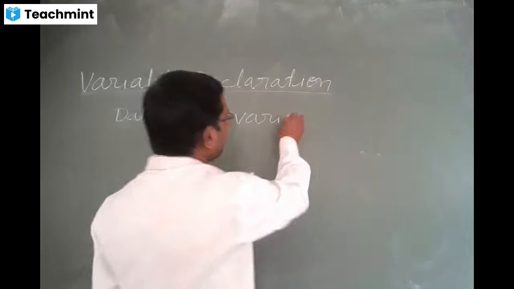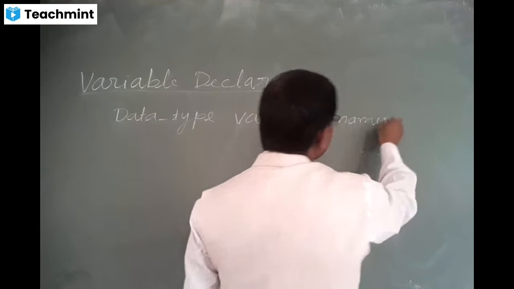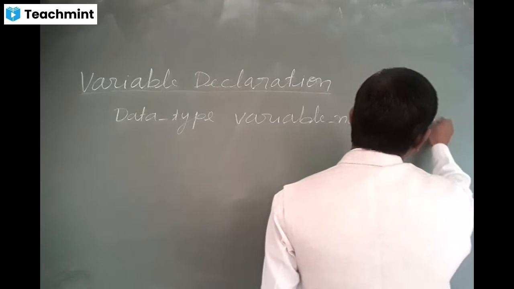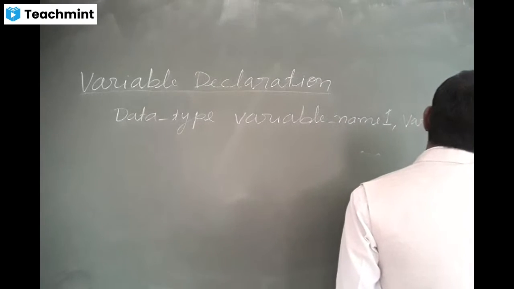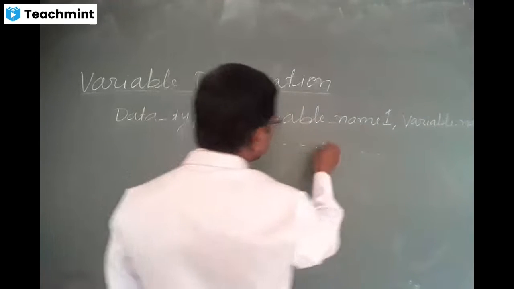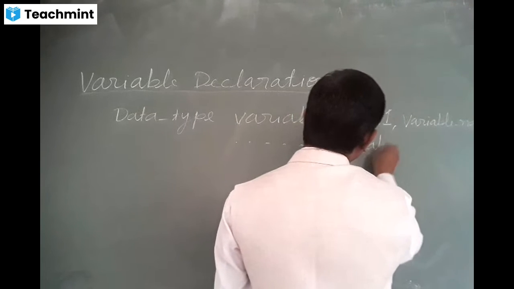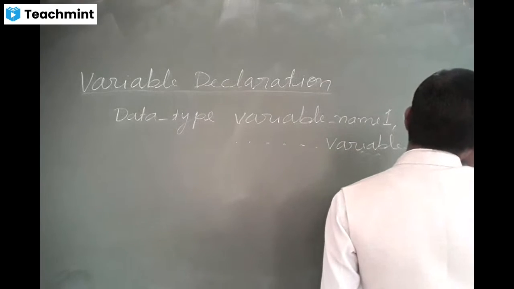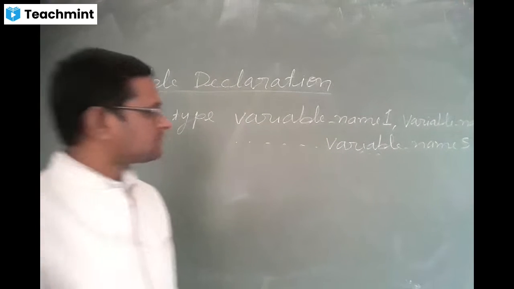and then we put a space and write the variable name: variable name first, variable name second, and so on up to variable name n, variable name fifth. So what will happen?